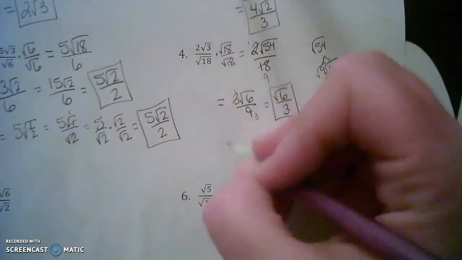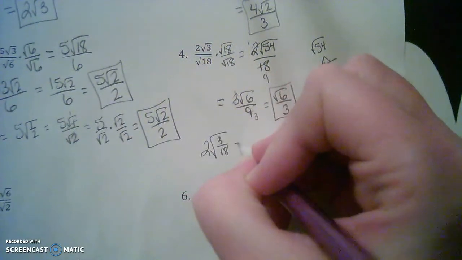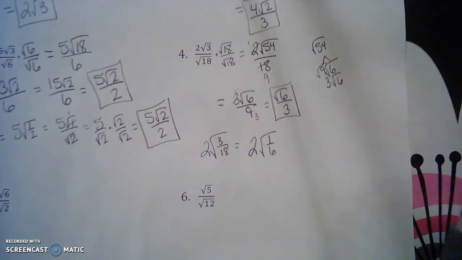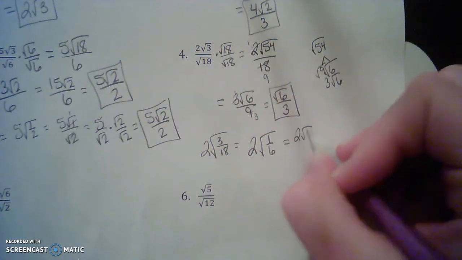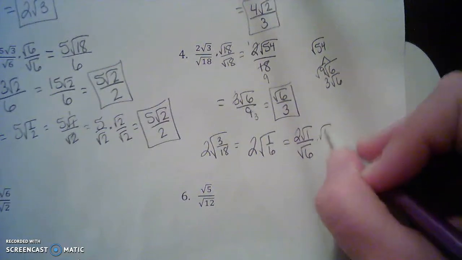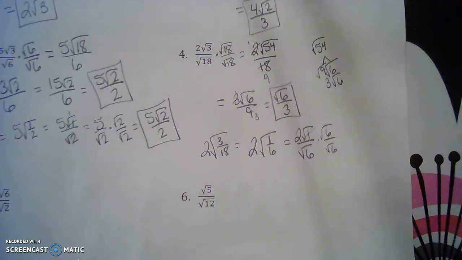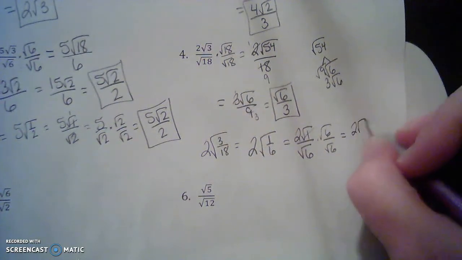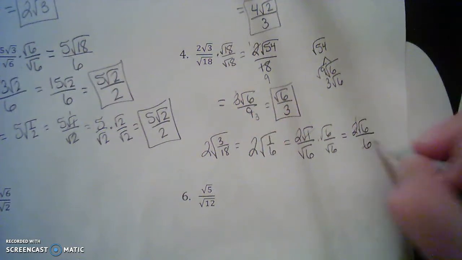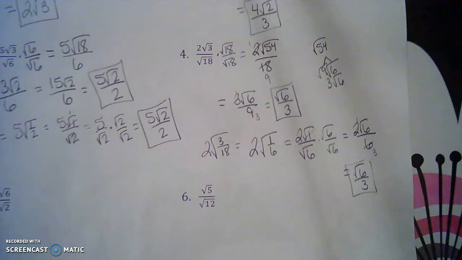If I do the other way, so I do 2 and then big square root of 3 over 18, that becomes 2 square root of 1 over 6. So 2 square root of 1 over square root of 6 times the square root of 6 over square root of 6. Now, you can leave that there, or you can just know that it's a 1 and it's going to go away. 2 square root of 6 all over 6. 2 cancels out, and that becomes a 3. So square root of 6 over 3 is your final answer.